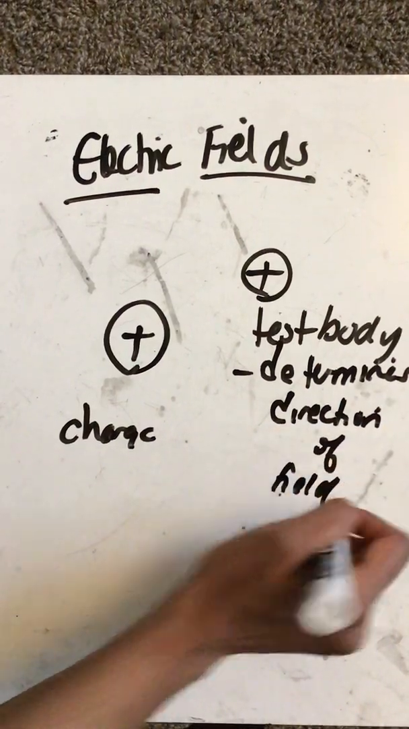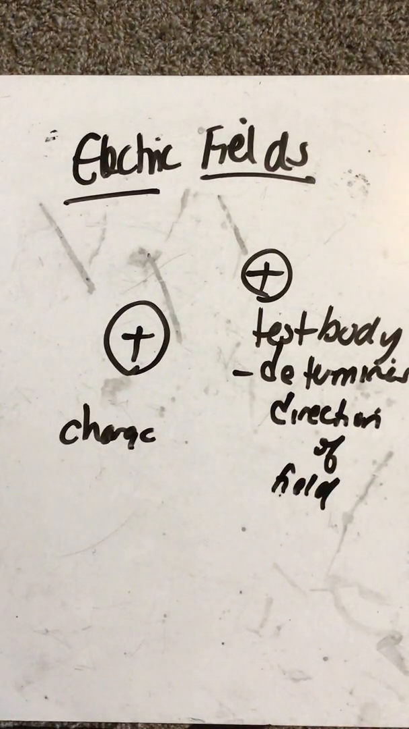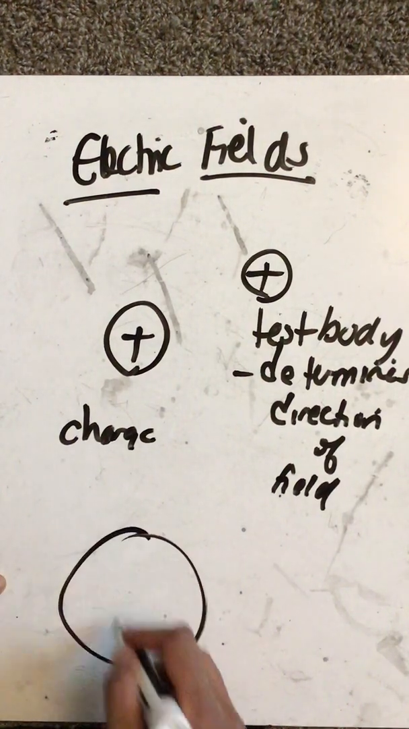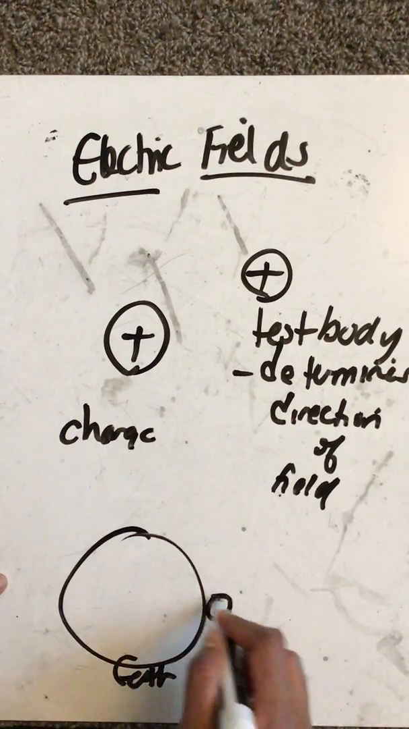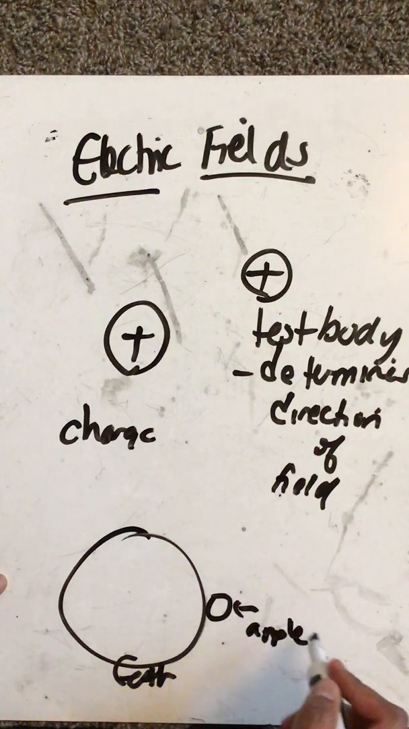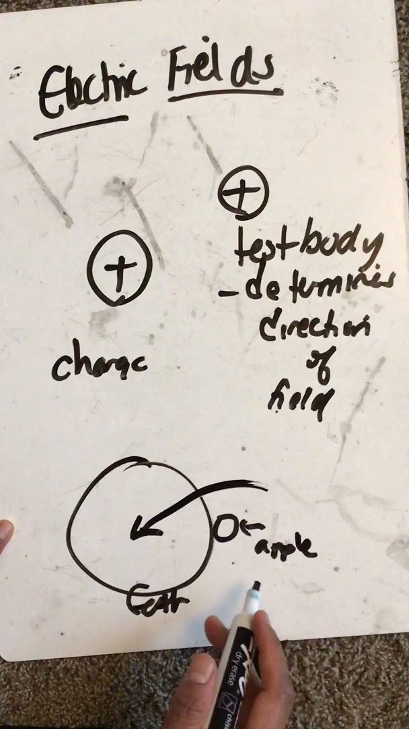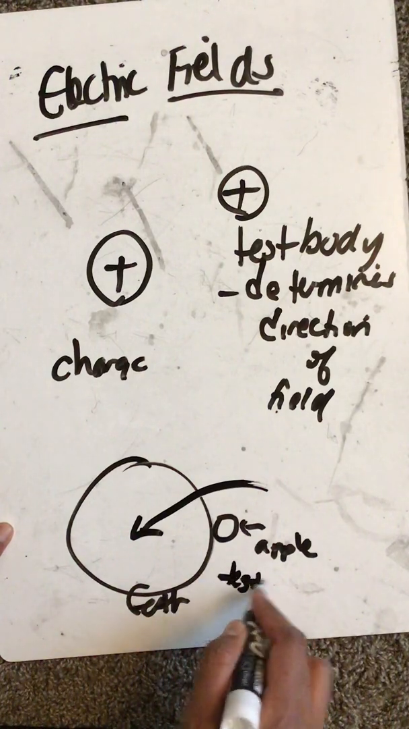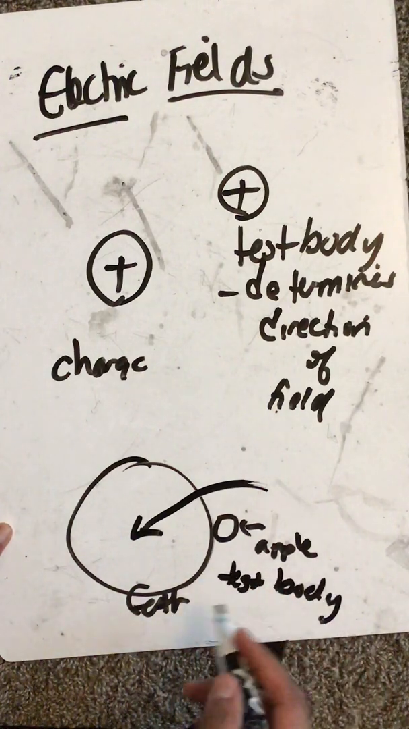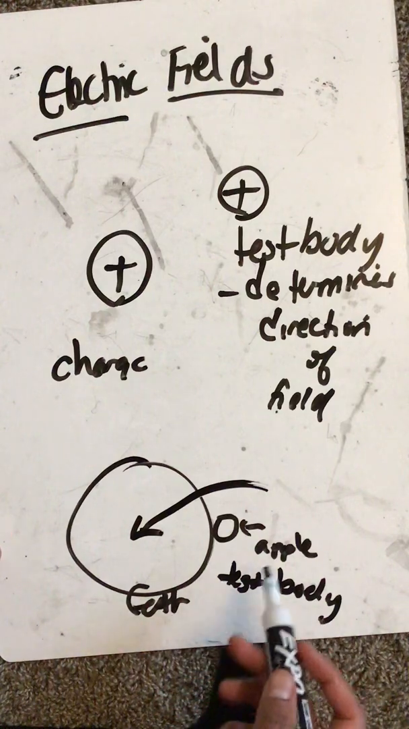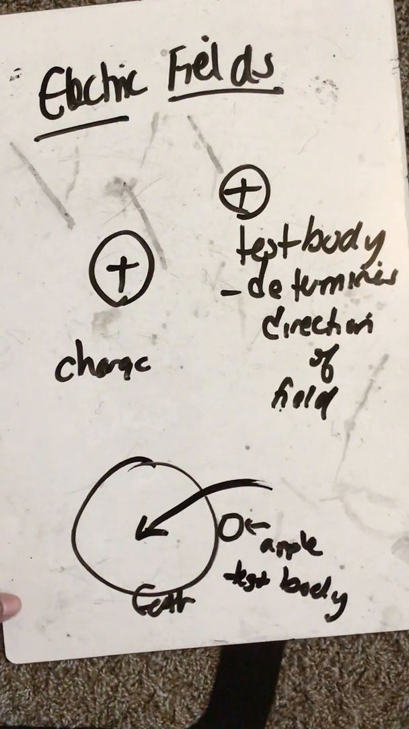Like in my gravitational field video that I just did with you guys, when you talk about a test body for gravitational field, it can be an apple. So let's say here's the Earth and here's the apple. Well, in which direction will the apple fall? The apple will fall in that direction, right? The apple is my test body, and my test body tells me the direction of the field. In the case of gravity, it's towards the Earth.